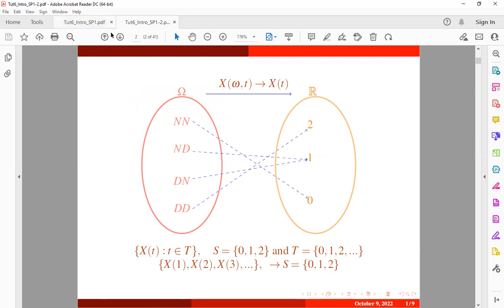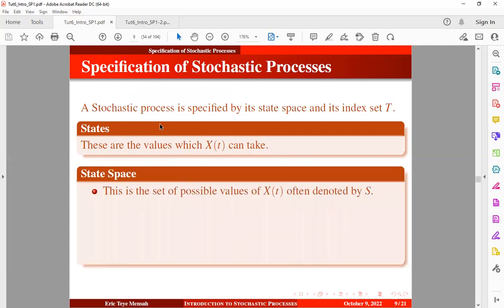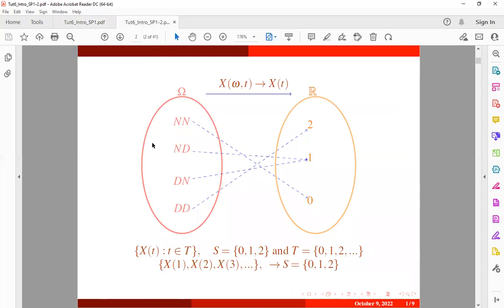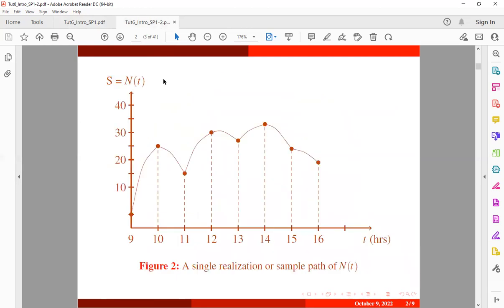All right, so let's go back to our slide and now let's take a look at state space. The state space is the set of possible values of the random process, often denoted by X. Basically, the possible values of the states become the state space. So 0, 1, 2 is going to be our state space. We often use S to denote it. Or let's say the possible values that you're going to observe here is our state space.